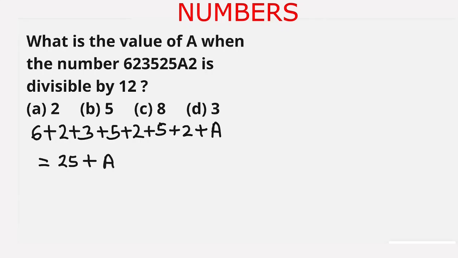And to make this number divisible by 3, what should be the value of a so that 25 plus a becomes divisible by 3? The next number after 25 is 27, which is divisible by 3. Therefore, a can be equal to 2. Another number divisible by 3 is 30. And to make 25 into 30, we have to have the value of a to be 5.